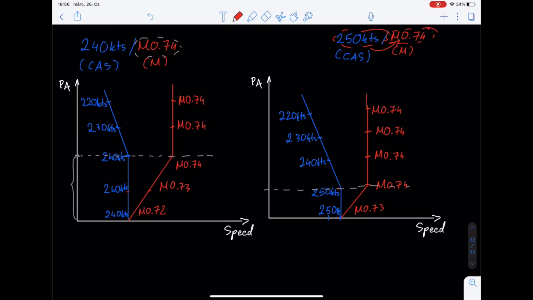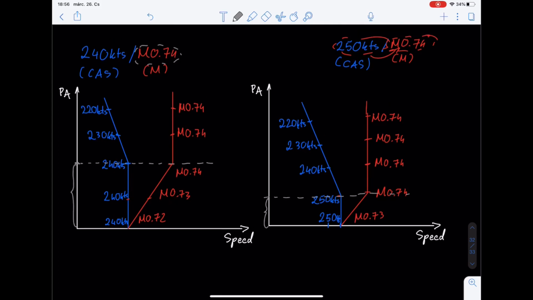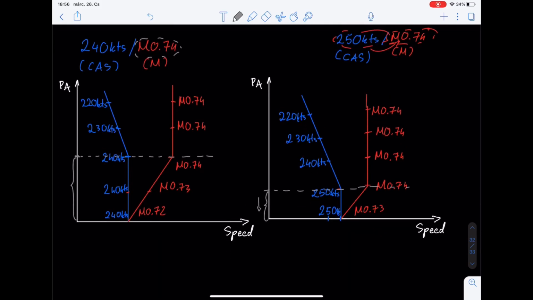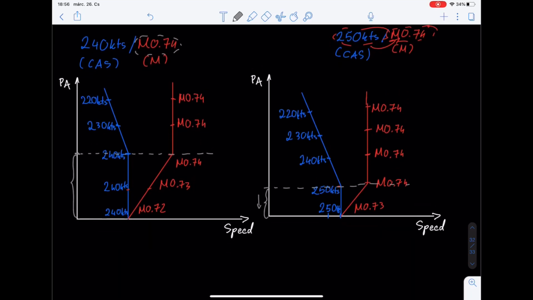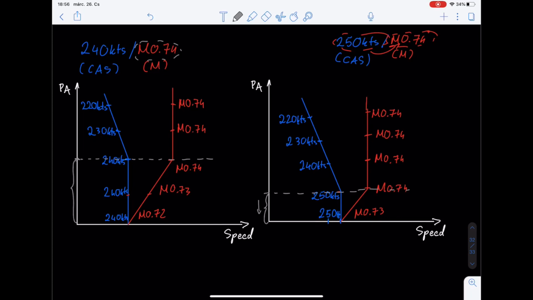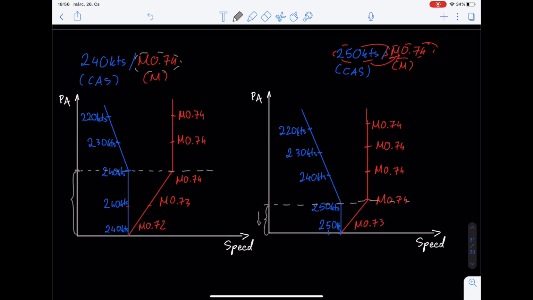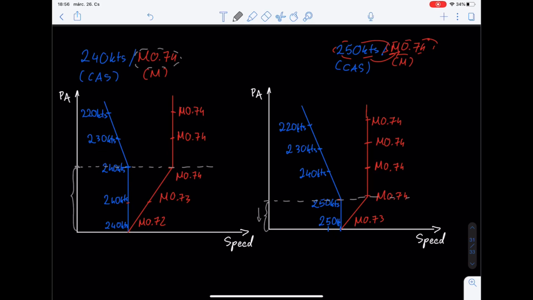Right, so what I can see is that this changeover altitude has reduced, so I reach my changeover altitude, the same Mach number, at a lower pressure altitude than initial. Right, so this is what I can see. And that's the effect of basically the amount of calibrated airspeed on the changeover altitude. So you see that we increased the calibrated airspeed by 10 knots, and that basically brought down our changeover altitude, and this works vice versa.